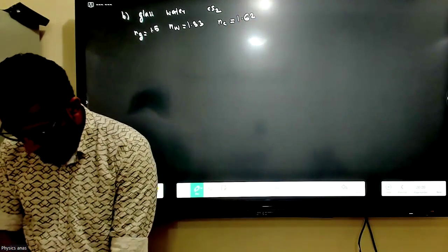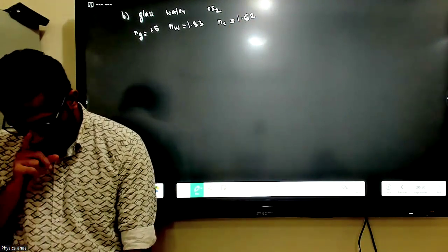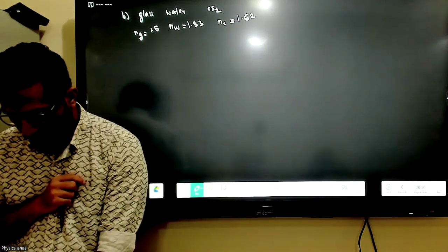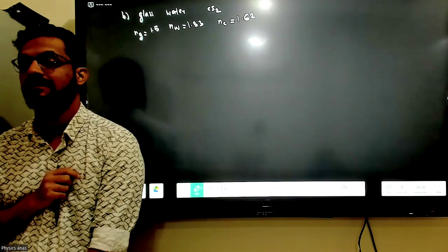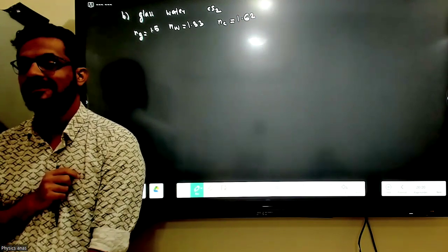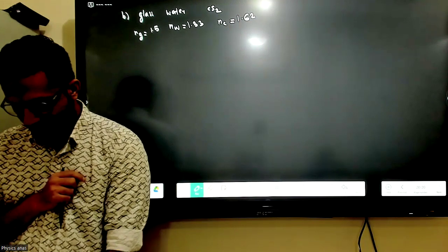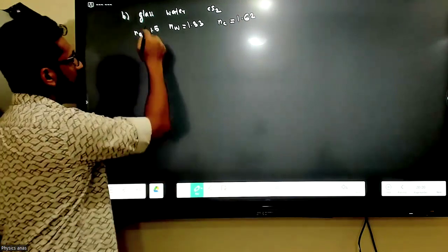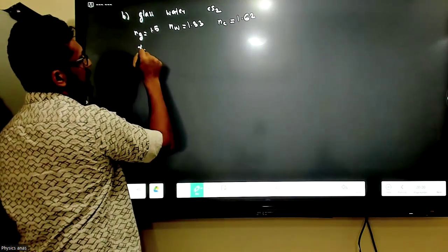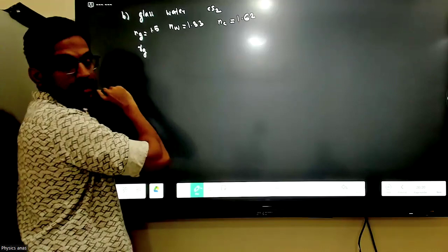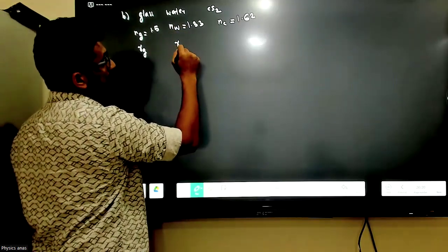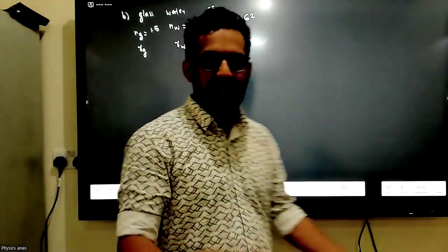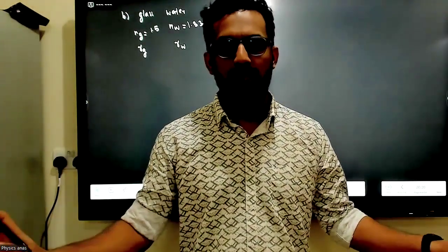If a ray of light is incident in these media at the same angle theta, then write the increasing order of the angle of refraction in these media. The angle of refraction in these media is taken as Rg, Rw, and Rc, or you can take it as R1, R2, R3, no problem.